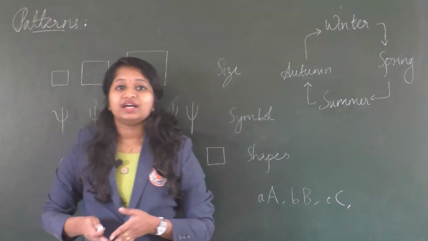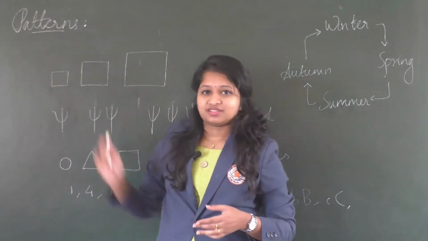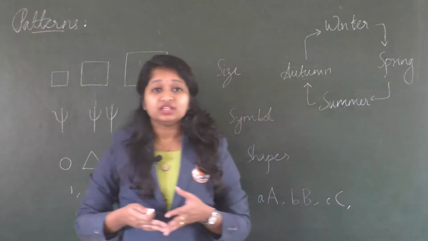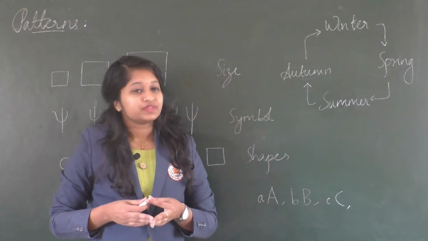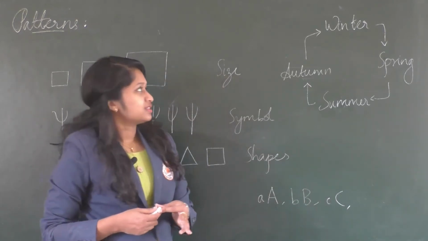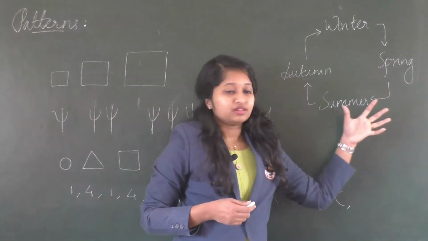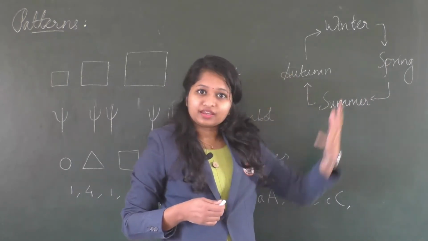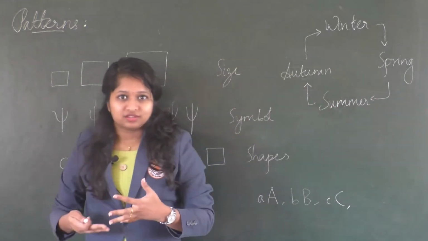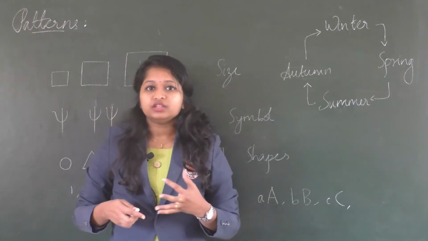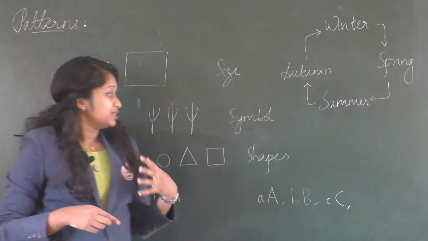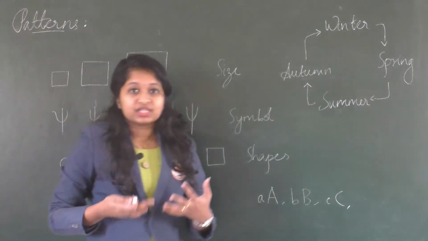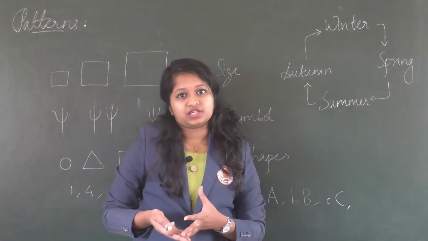So, children, our next topic is patterns. We see different patterns even in our surroundings. What are they? It's like winter, spring, summer, autumn, and then again winter. There is a pattern, isn't it? So here we can see different patterns in the size, shape, symbols, numbers, letters, sounds, etc.